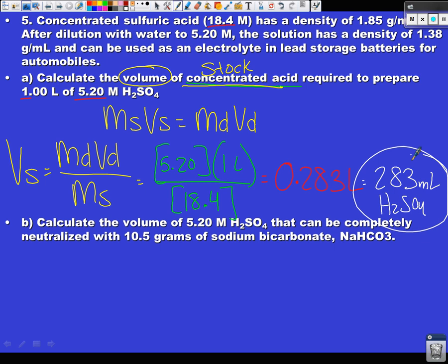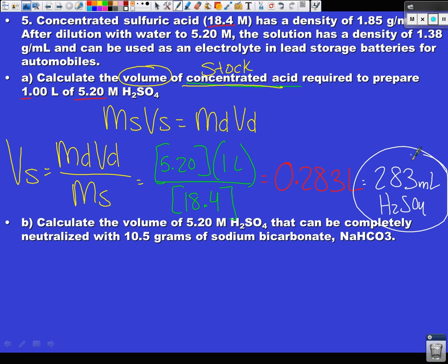283 milliliters. Would you agree? We know we need at least 283 milliliters of stock concentrated 18.4 molar sulfuric acid, right? My question is, how big of a volumetric flask would you need to pour this in? 1 liter. Now, what Trevor said is of utmost importance.